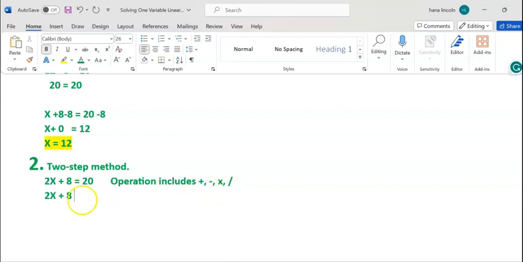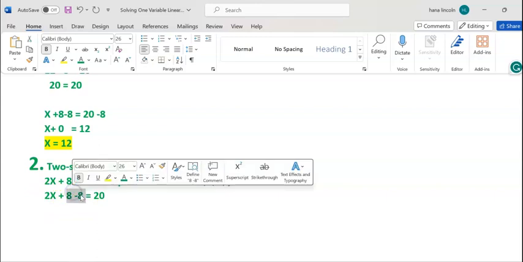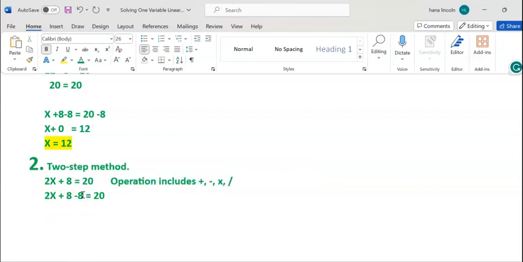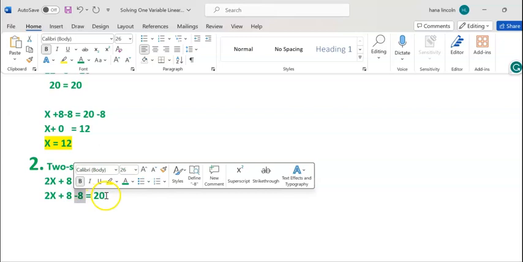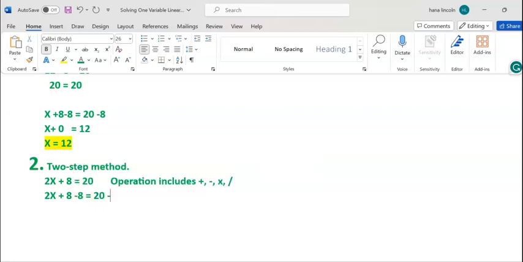So to eliminate 8, we need to minus 8. The opposite of plus 8 is minus 8, equals 20, which I already did in the above equation. Whatever you did on the left side of equal, you do the same on the right side of equal, okay? Minus 8. Copy 2x again. All right, 8 minus 8 is 0.